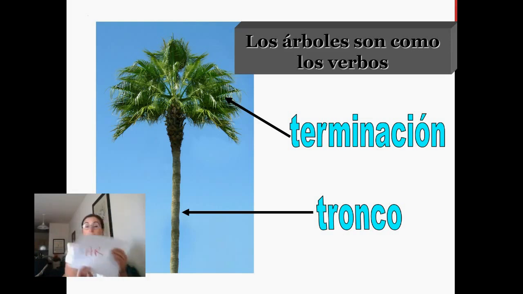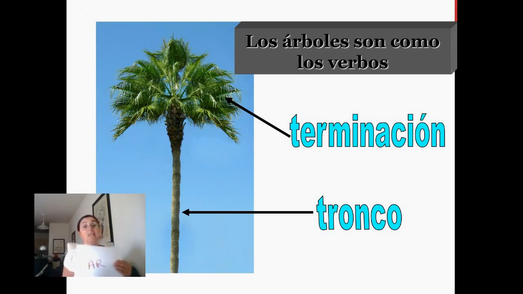Remember when you took usar? So this is the tree, all right? This is your stem, and this is the part that is going to change depending on who you have in the subject, right? That happens when the verb is regular.